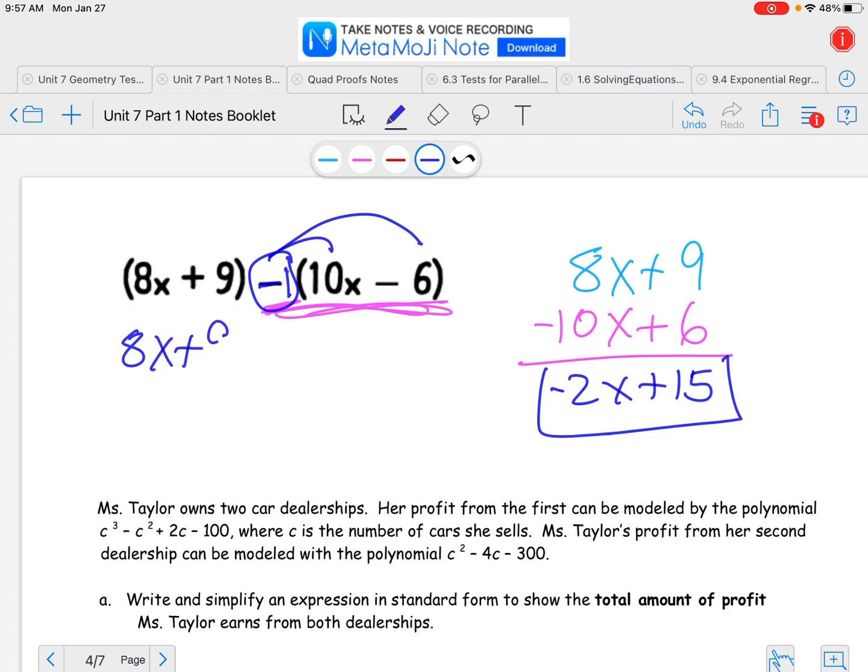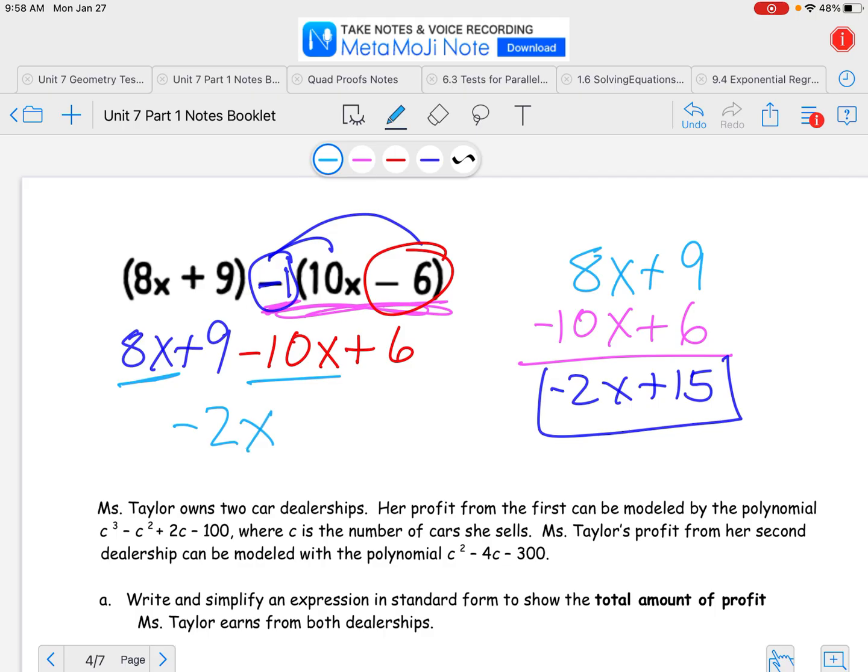So bring down the first and distribute the -1. -1 times 10x turns it to a -10x. -1 times -6 turns it to a +6. Now I combine like terms and I get the same answer. It's just a different strategy, a different way of doing it.